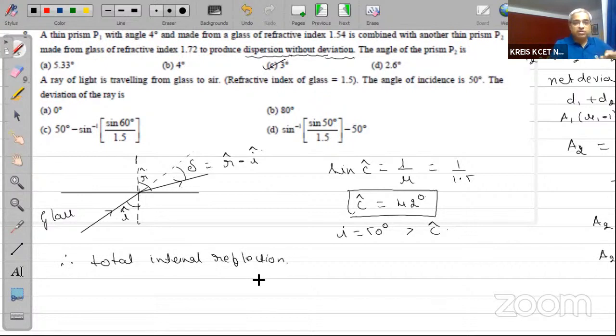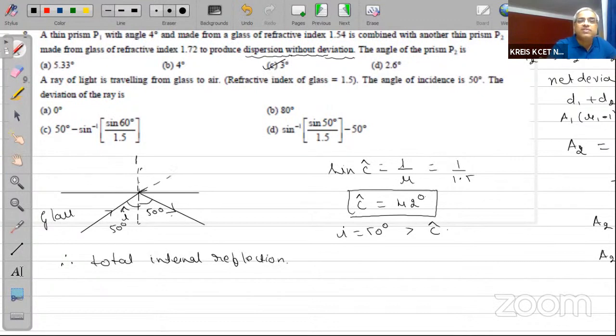I had forgotten about this. There is actually a total internal reflection that happens. The ray of light cannot go to the other medium at all. Rather, the ray of light will get reflected back. That's an important idea. So if this is 50 degree, the reflected ray is also 50 degree.